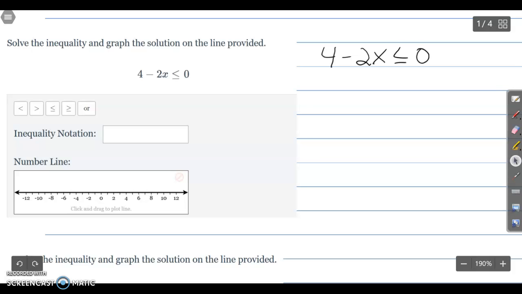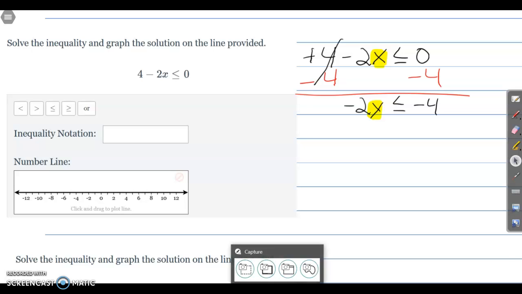So I'm still going to isolate the x. So I'm going to work away from the x first and do the opposite of a positive 4. And the opposite of a positive 4 is minus 4. And do it on both sides. Okay, so my 4's cancel out. I bring down my negative 2x. Still trying to isolate the x. Okay, I have less than or equal to 0 plus a negative 4, which is negative 4.